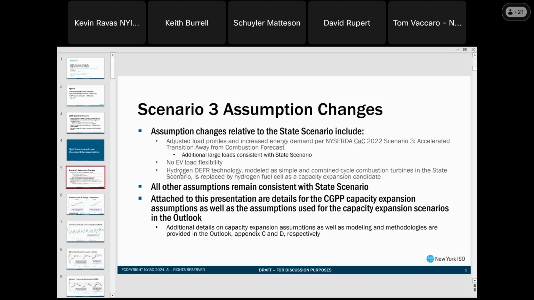And then we also have changed the hydrogen defer technology. In the state scenario, this is modeled as simple cycle and combined cycle combustion turbines. But in scenario 3 here, this technology is replaced by hydrogen fuel cells. So hydrogen fuel cells are the only, quote unquote, defer capacity expansion candidate. And this is really important, so I want to point this out so folks remember as we continue, and we'll discuss why that's important going forward. But outside of these 3 main assumption changes, all other assumptions remain consistent with the state scenario. And in addition, attached with this presentation, and I believe posted on the EPAC website, we have an assumptions matrix that details all the assumptions for these scenarios used in CGPP as well as the outlook. So that's available for folks to reference.